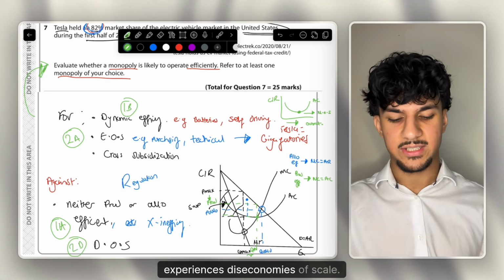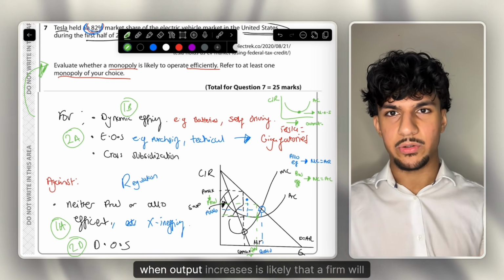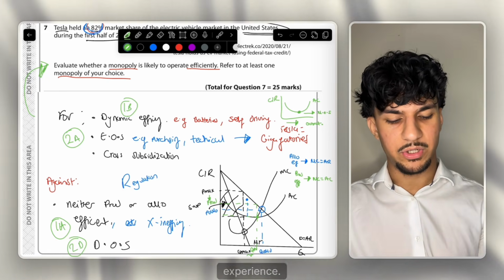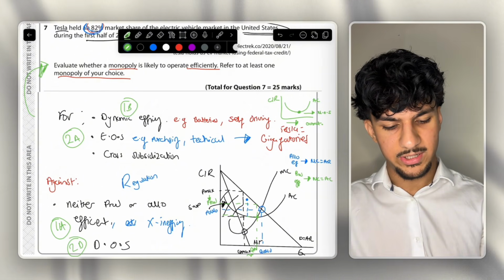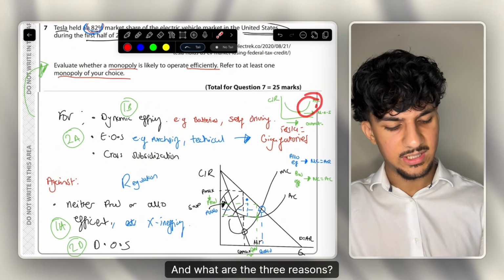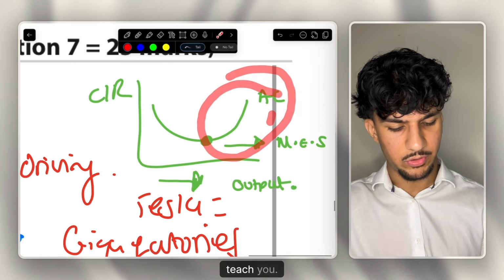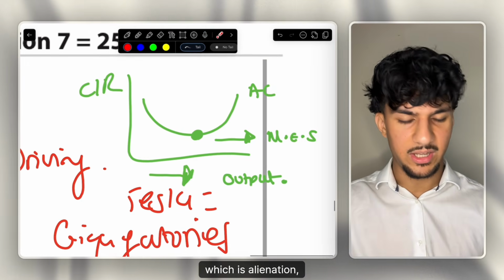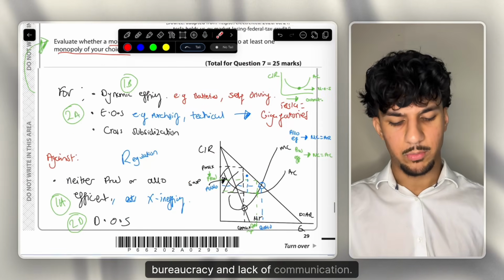experiences diseconomies of scale. As when a firm grows, when output increases, it's likely that a firm will experience, and of course you can show this on the diagram, diseconomies of scale. And what are the 3 reasons? A decent acronym that sometimes your teachers will teach you. This is due to ABC, which is alienation, bureaucracy, and lack of communication.